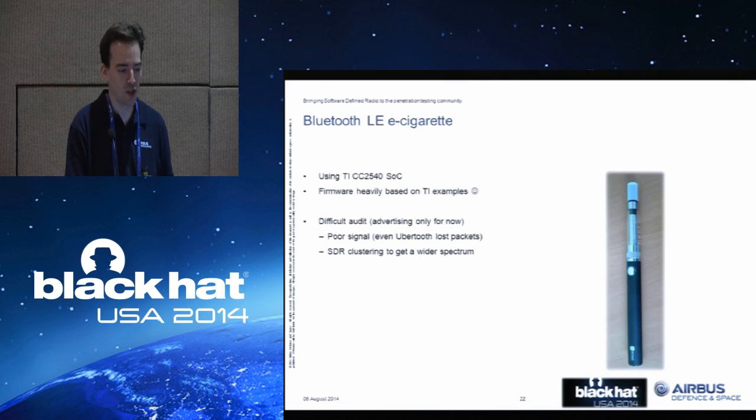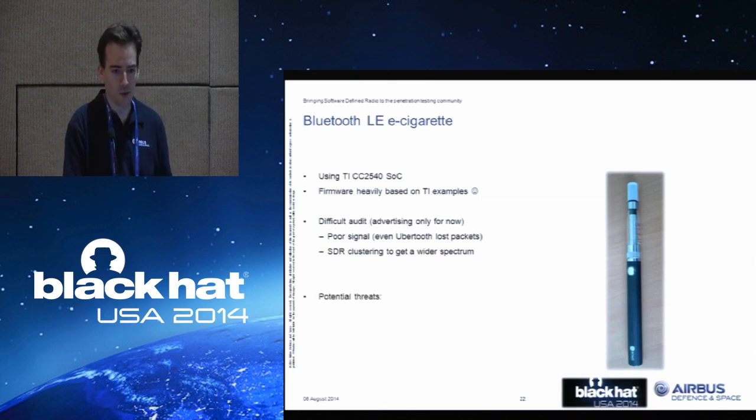Right now, the Bluetooth Low Energy support only covers advertising, because once the device is connected, it hops really, really fast across 40 channels over 80 megahertz of bandwidth. So with one SDR, we weren't able to sniff all the packets and follow the connection. In addition to that, we had poor signal. Even with an antenna and being 2 centimeters away from the cigarette, we were losing packets. That was when we thought about SDR clustering to get a wider spectrum to be able to analyze it.